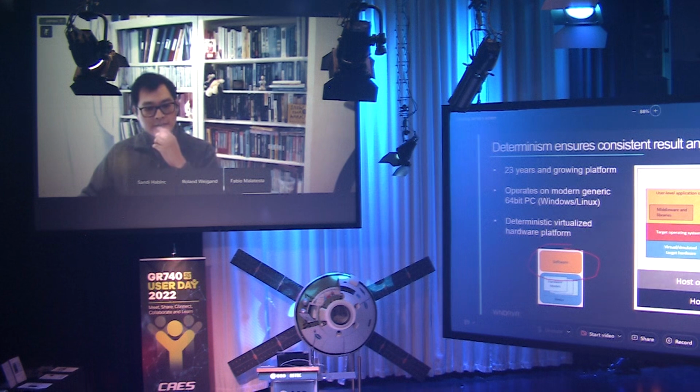On the right-hand side, I'm trying to illustrate in more detail that on the host hardware and the host operating system, Windows or Linux, we have this Simics environment that can have two simulated hardware, and it can run its own operating system, and on top run different application code. This virtualized hardware can be GR740, an ARM model, PowerPC or Intel processor.